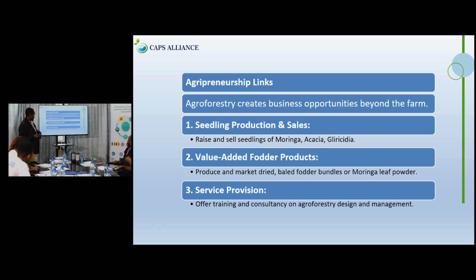Service provision, such as training and consultancy. You can be a consultant. After this training, can you be a consultant? You open your kiosk in town, and then you become a consultant. You come to your land, we do bud-grafting, I advise you on what crops you need to plant, agroforestry. You can actually do that. If you are, for example, an extension officer, that will be one of the best.